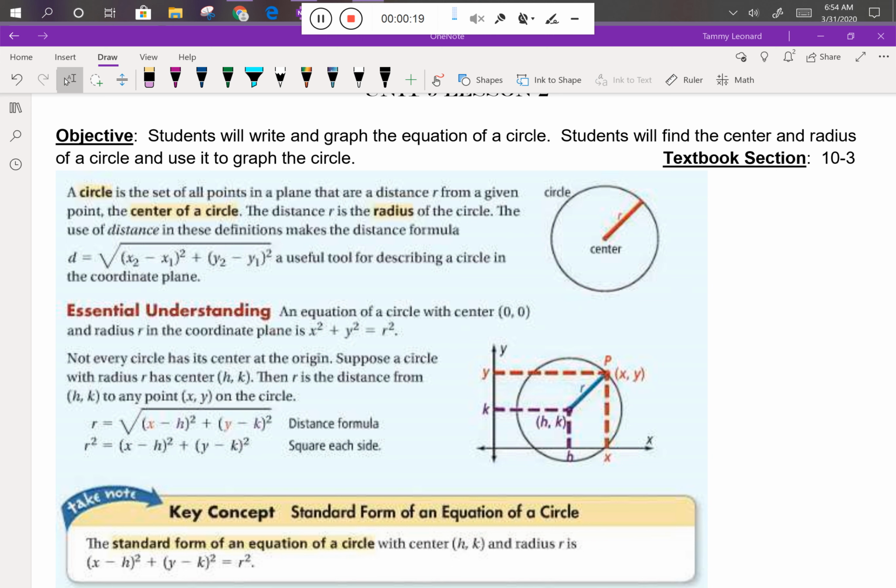I'm not going to talk a lot about the stuff that's up here in this blue box. You can all read that for yourself. You already know that the center of the circle, the distance from the center to the edge of the circle is called the radius, and twice that distance is the diameter. You're familiar with all that.